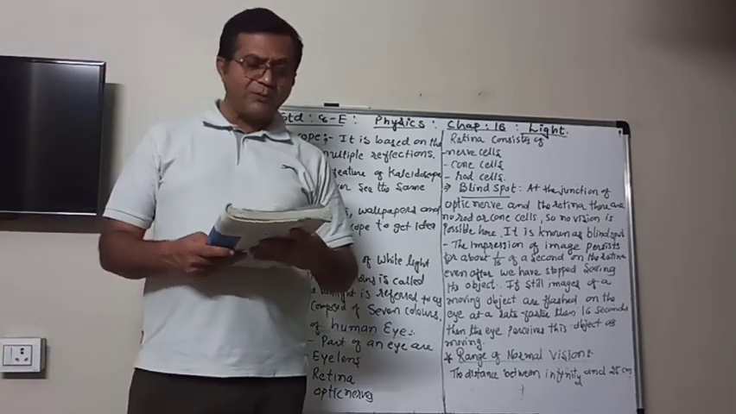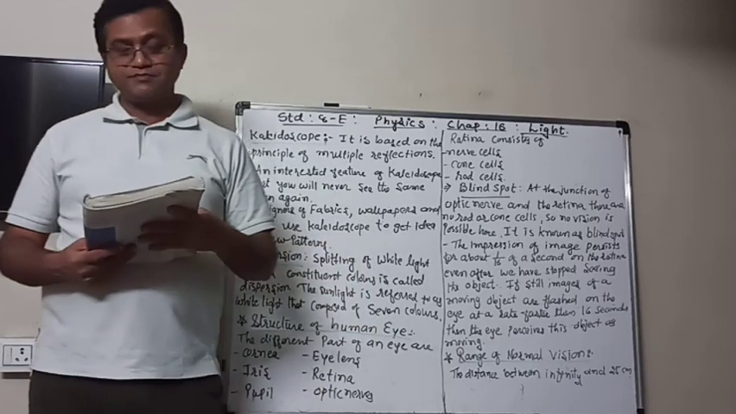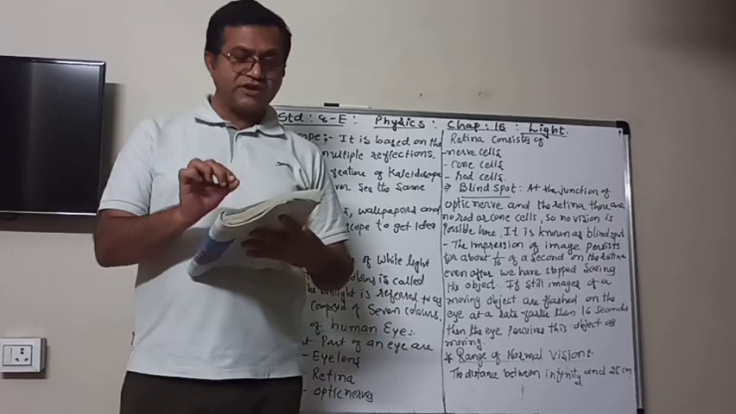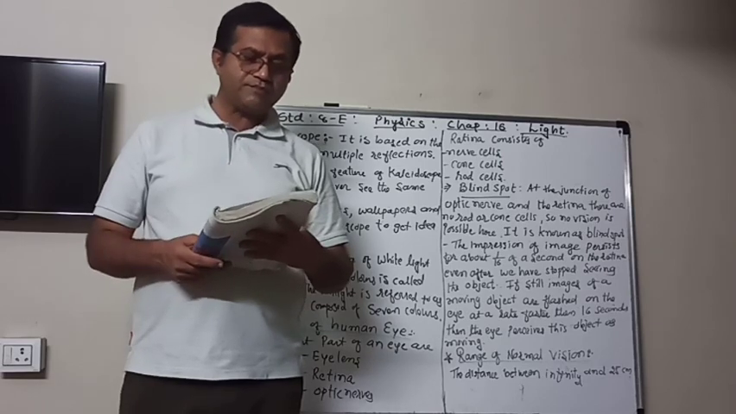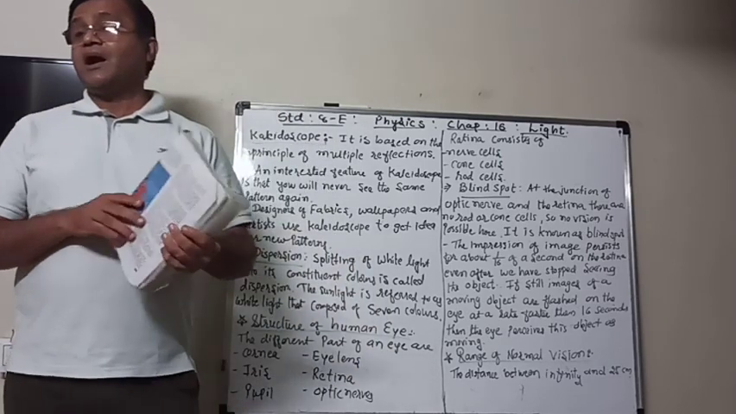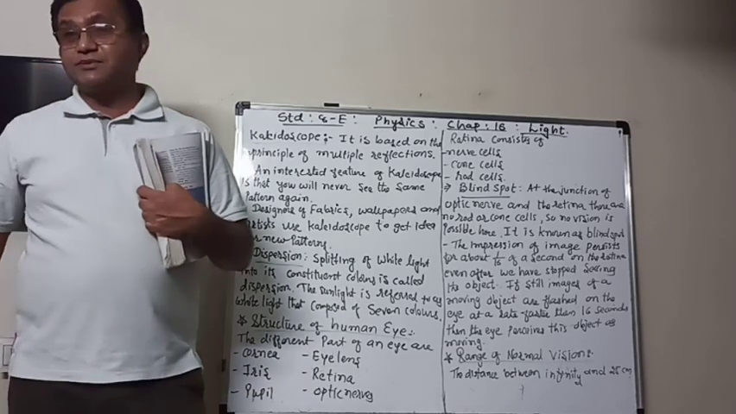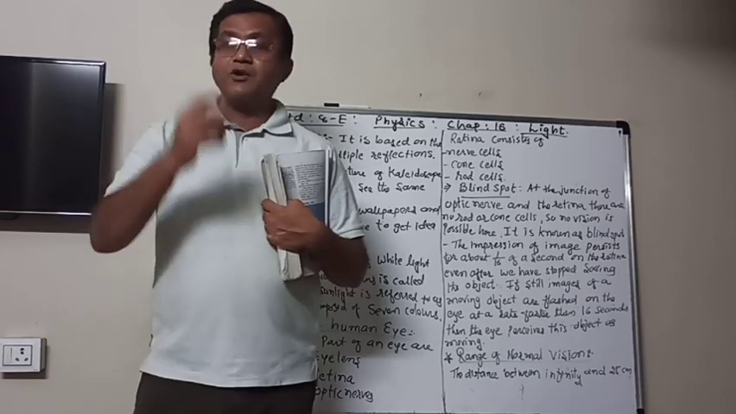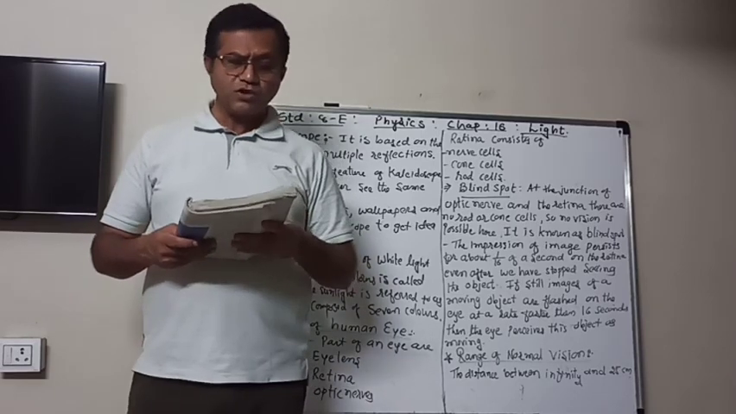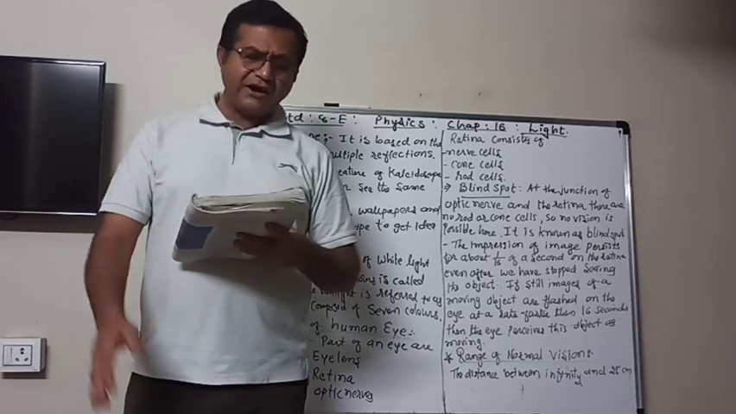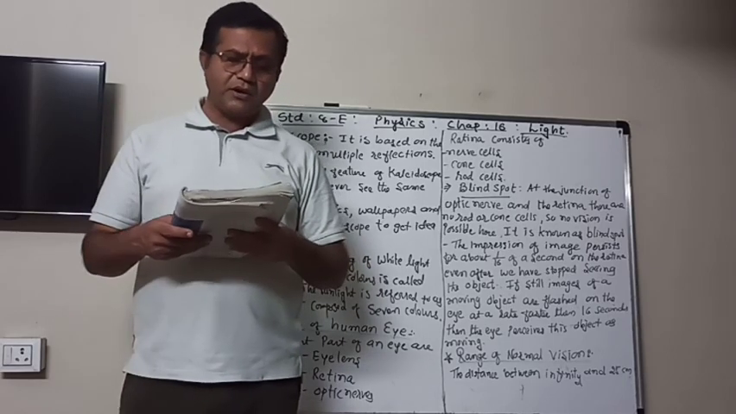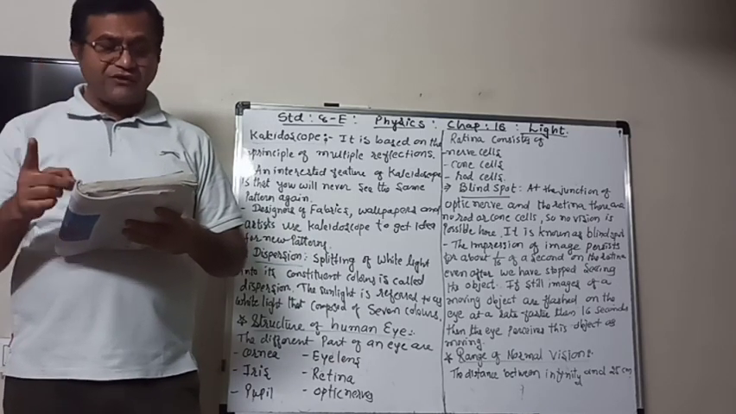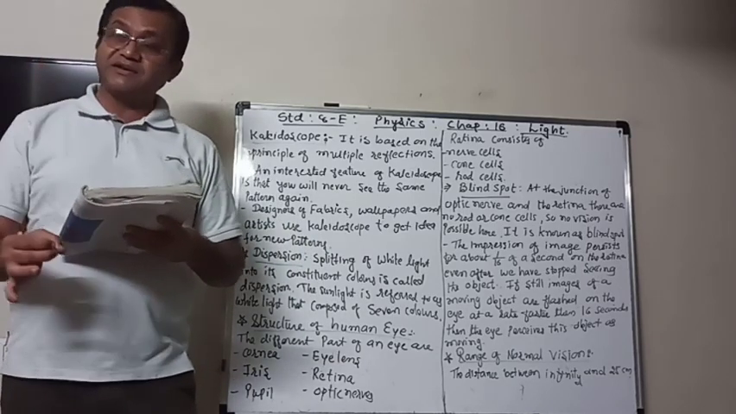The size of the pupil is controlled by the iris. The iris is that part of the eye which gives it its distinctive color. So irises are of different colors. Some have very dark black color, some have brown color, some have green colored eyes also. So it depends on the color of the iris. When we say that a person has green eyes, we actually refer to the color of the iris.